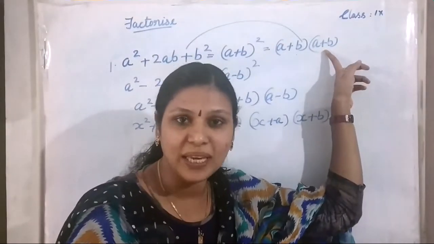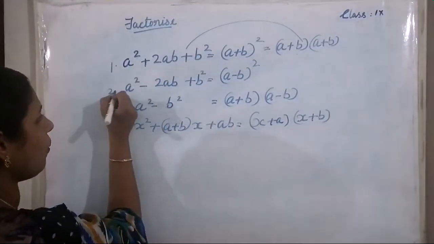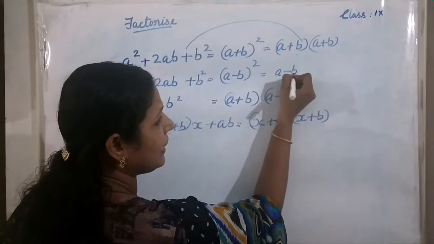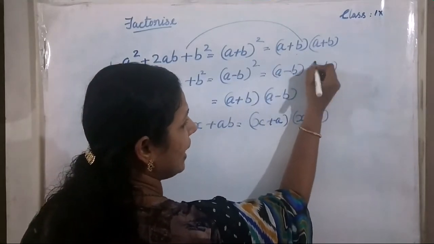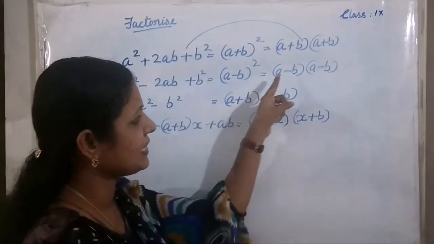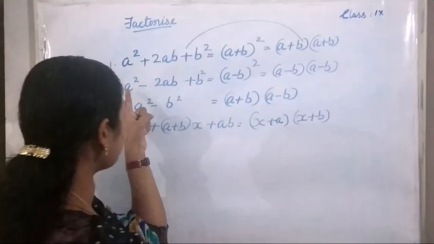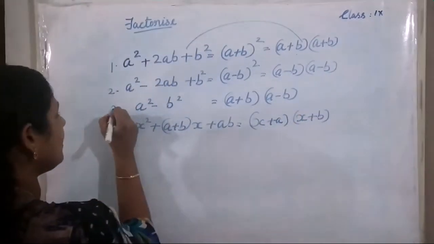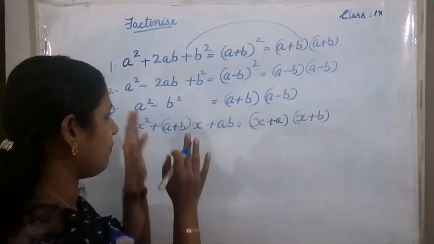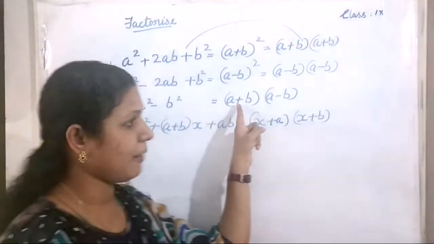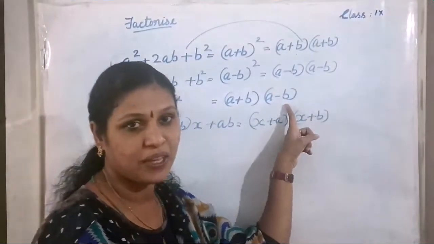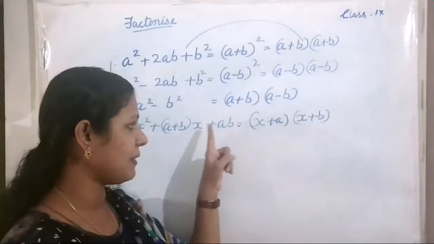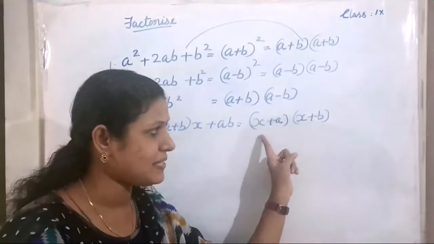Like that, the factors of a square minus 2ab plus b square are (a minus b)(a minus b). That means (a minus b) whole square we can write as (a minus b) into (a minus b), so its factors are (a minus b) and (a minus b). Like that, the factors of a square minus b square are (a plus b)(a minus b). The last identity is x square plus (a plus b)x plus ab, and its factors are (x plus a)(x plus b).